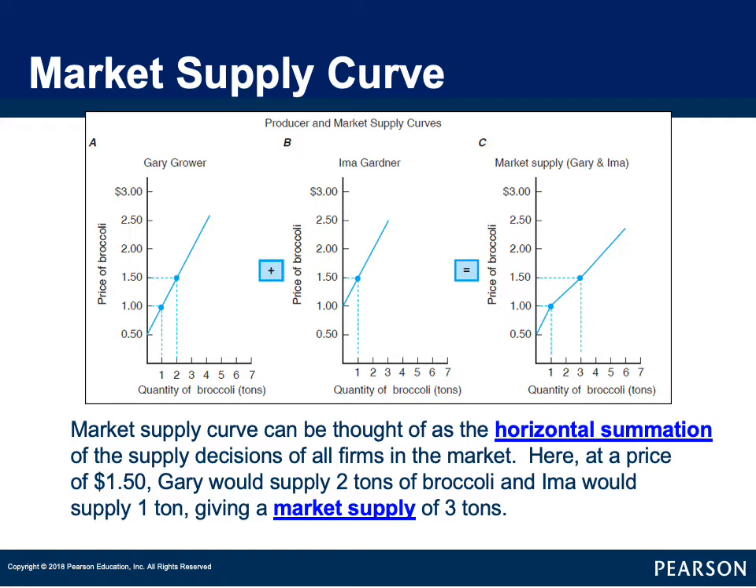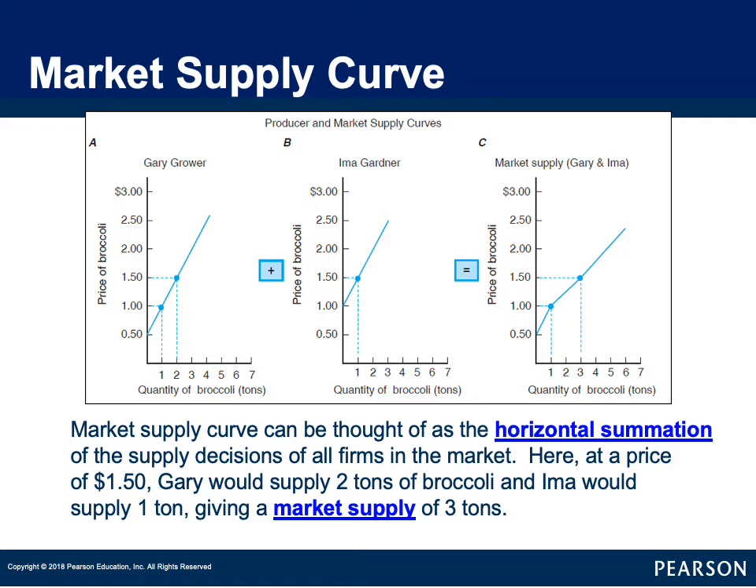We take a look at the market supply curve, and in this case, look at Gary Grower and Ima Gardener. If the price is at 50 cents, Gary doesn't have a desire to supply a quantity, nor does Ima. So the market supply curve at 50 cents is zero. If the price of broccoli increased to $1, we can see that at $1, Gary's willing to produce a ton and provide a ton of broccoli. Ima, at $1, is still not willing to produce or provide any supply. So the market supply of all of our producers at this juncture is just the 1 ton.